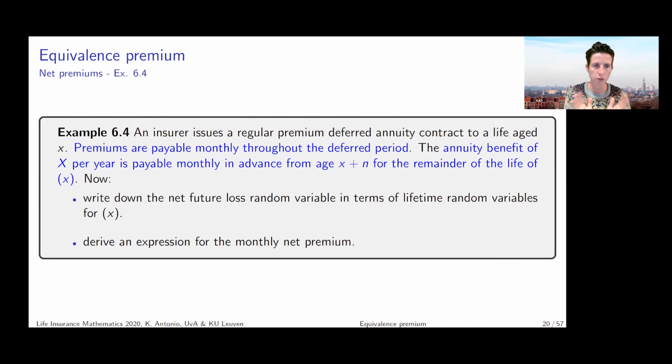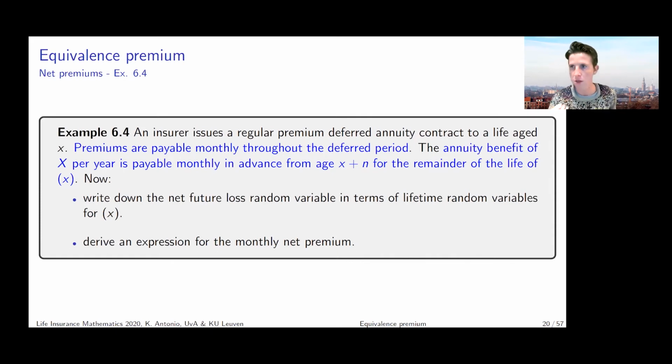So here you've got an insurer issues a regular premium deferred annuity contract to a life age X. The premiums are payable monthly throughout the deferred period, right? So there is a deferred annuity, and we're going to pay the premiums during the period of deferment. The annuity benefit is X per year. It's payable monthly in advance from age X plus N on for the remainder of the life of X. So what do we want to know? Which premium should we charge? And here we want to charge the premium monthly, right? There are no expenses to be taken into account.